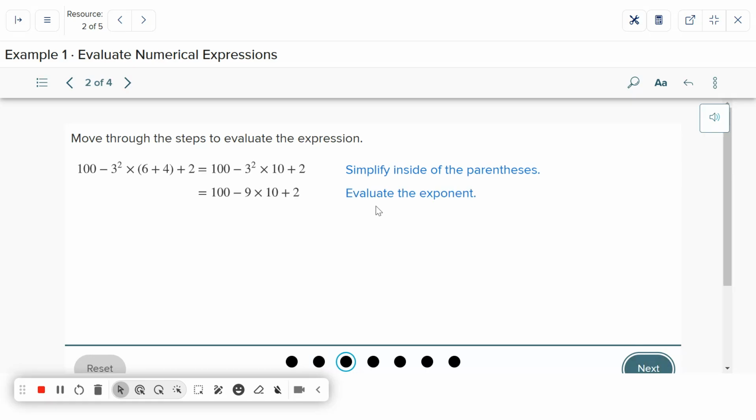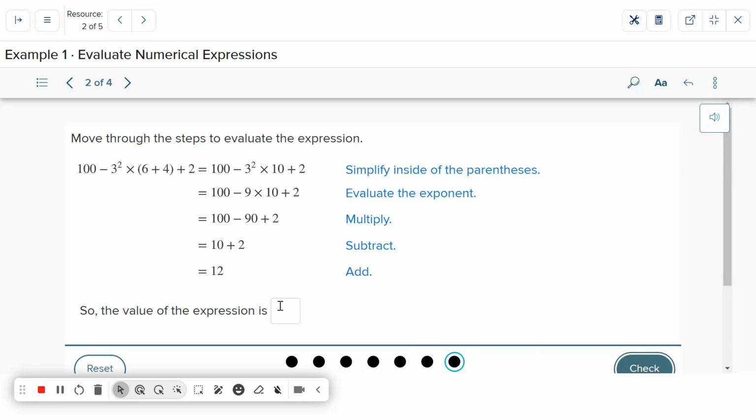Then we can evaluate the exponent. 3 squared is 9. So we can replace 3 squared with 9. Then we are multiplying because there is no division. So multiplying comes first. So 9 times 10 is 90. And then we are subtracting first because that comes first on the left. So 100 minus 90 is 10. And that leaves us with just a plus 2 here, which equals 12. Okay, so the value of the expression is 12.